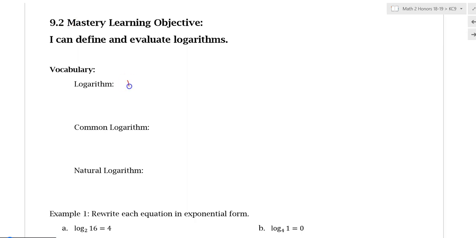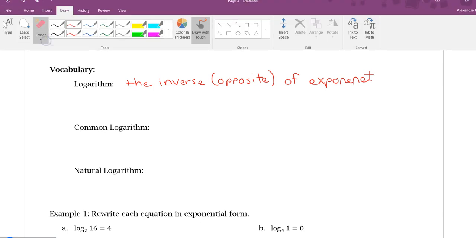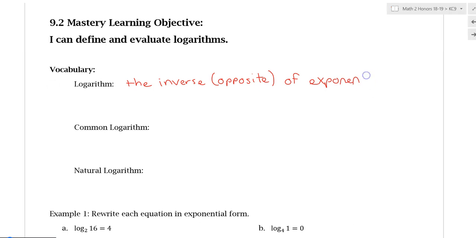So a logarithm is the inverse, right? That's the math word for opposites. So addition and subtraction are technically inverses. The inverse of exponents.